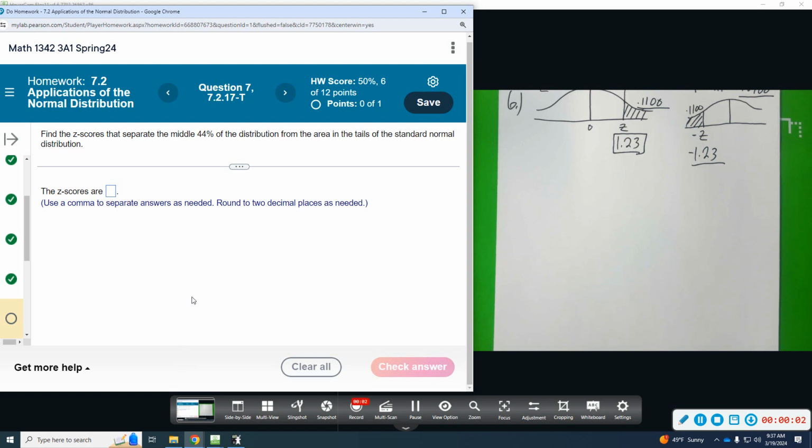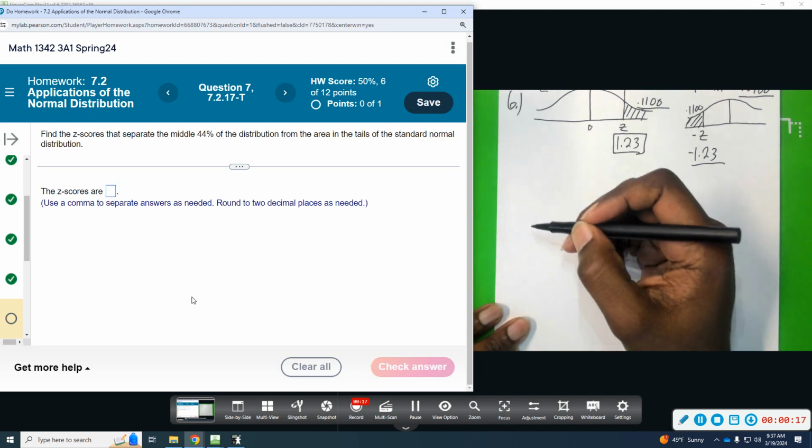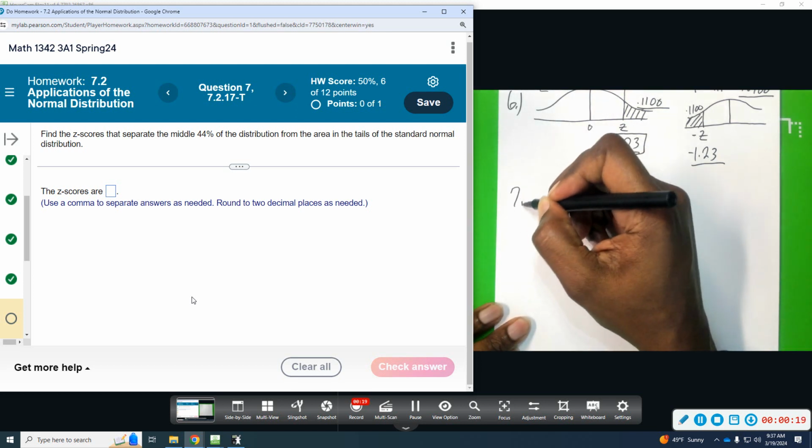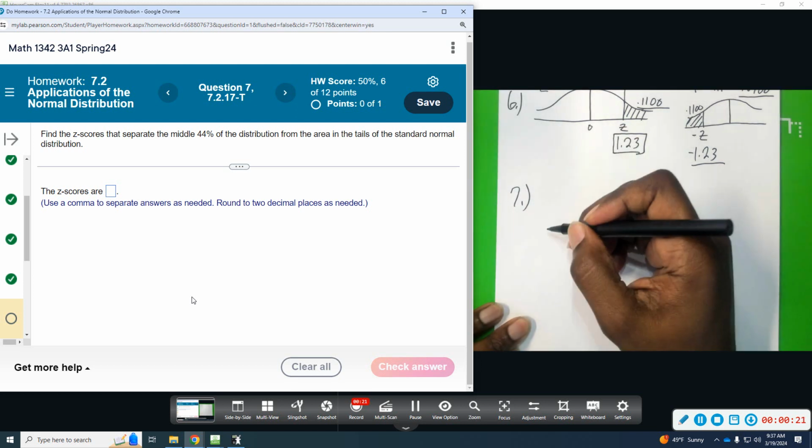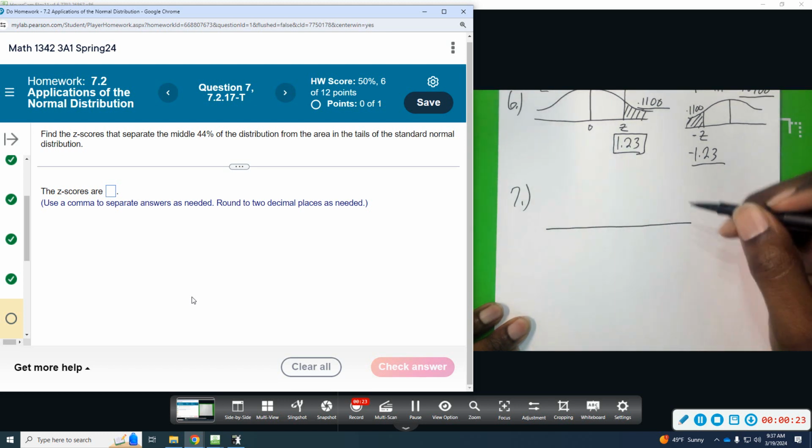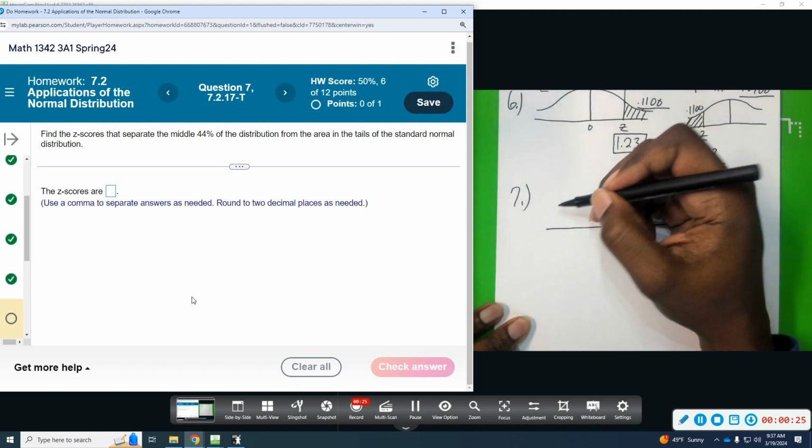All right, number 7, we want to find the z-scores that separate the middle 44% of the distribution. So we're looking for the areas in the tails. So this is again a backwards application of the z-chart. We're looking for the z-scores that separate the middle 44%.